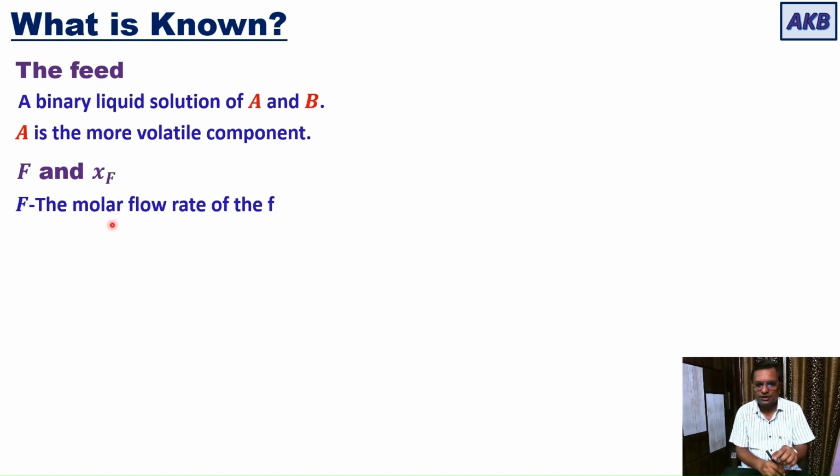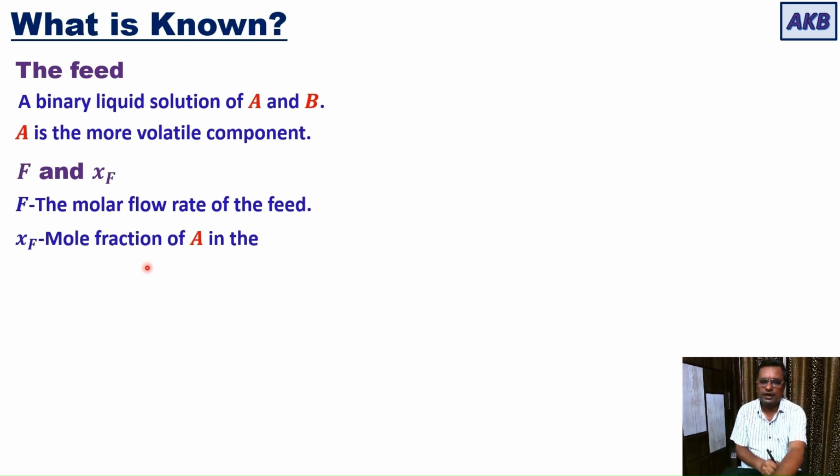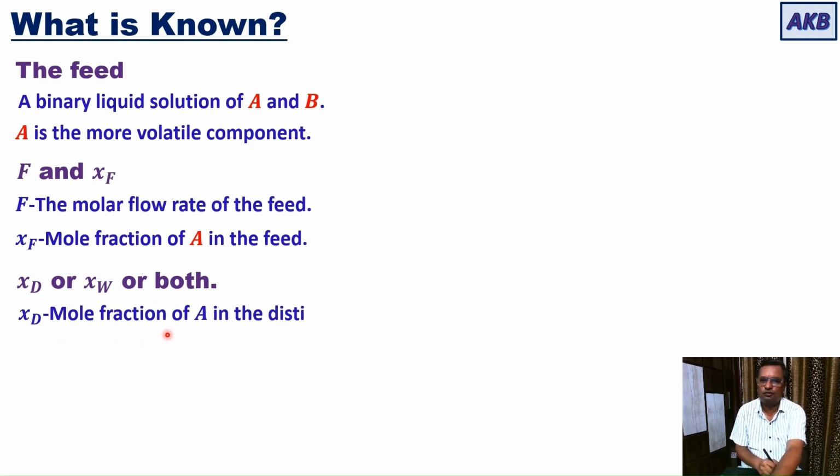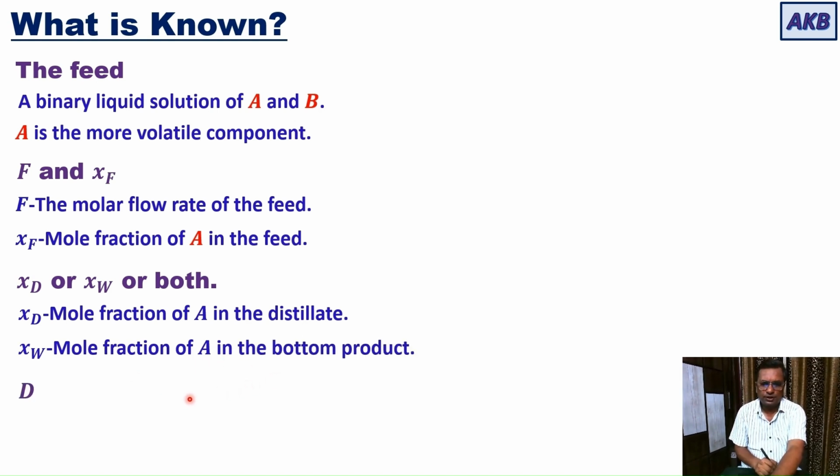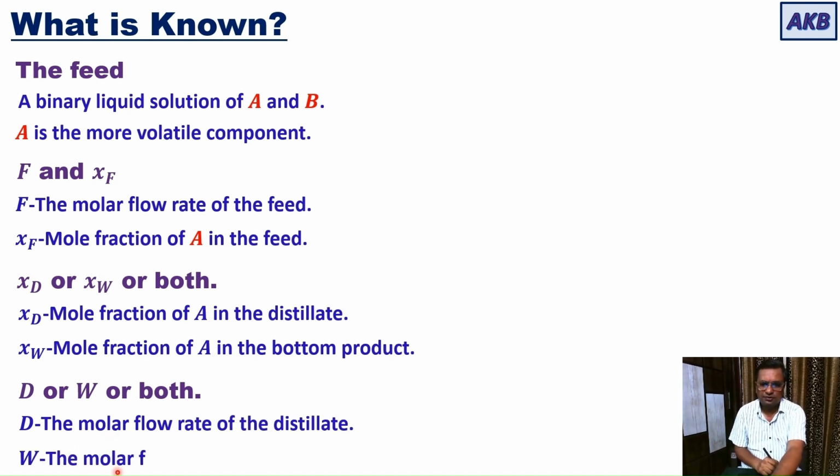F is the molar flow rate of the feed, XF is the mole fraction of A in the feed. Then XD or XW or both may be known to us. What is XD? XD is the mole fraction of A, that is, the mole fraction of the more volatile component in the distillate, and XW is the mole fraction of A in the bottom product. Then D or W will be known to us, or both of them may be known to us. D is the molar flow rate of the distillate and W is the molar flow rate of the bottom product.